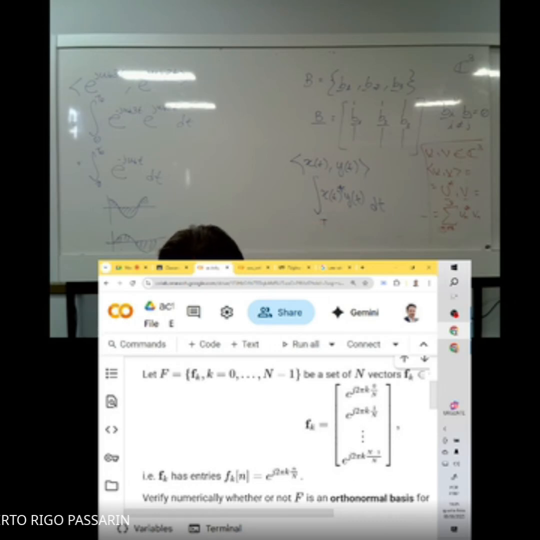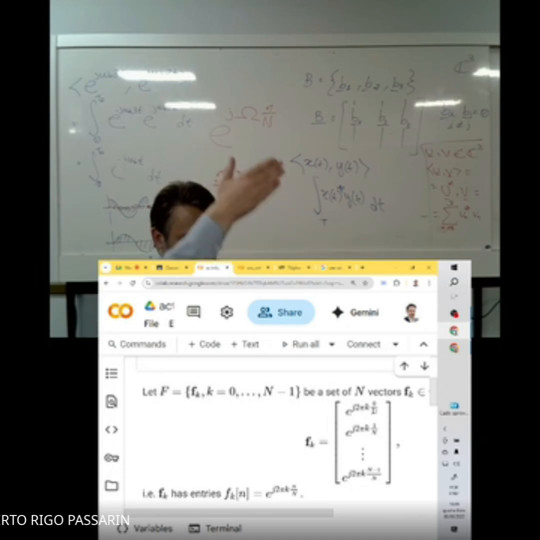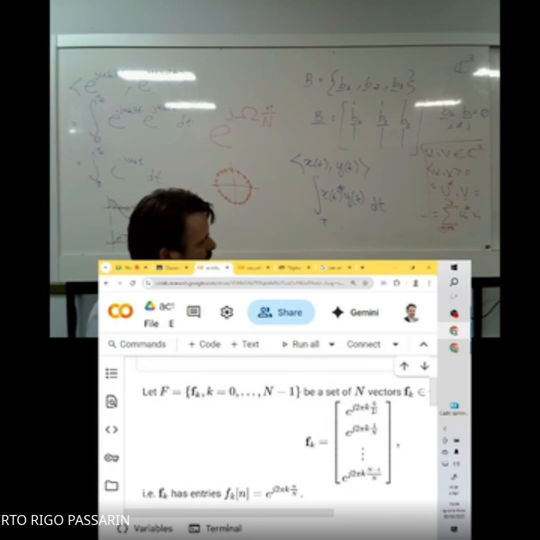So K goes here and transports to here, and then n is here. E to the j 2 pi k n. I'm defining a vector of many exponentials varying in time with varying frequencies. And the frequencies are equally distributed from 0 to 2 pi.